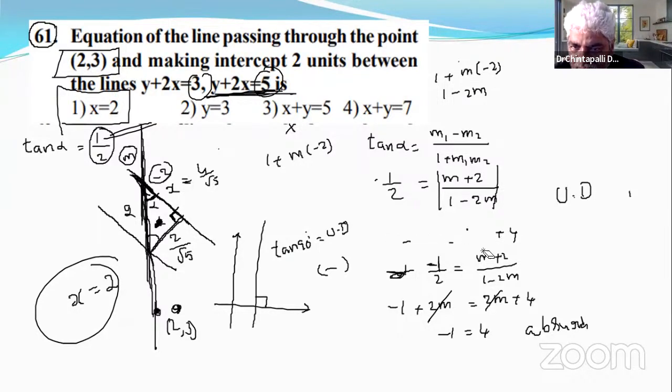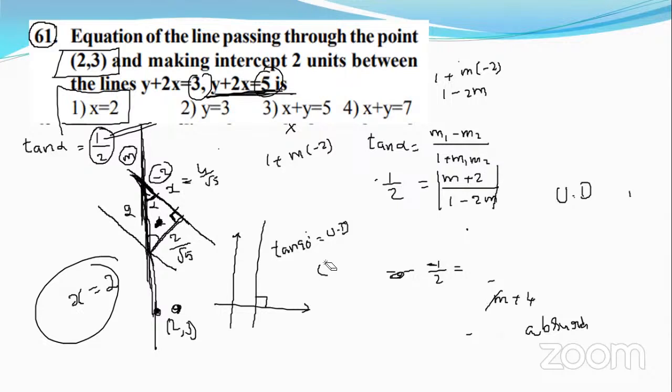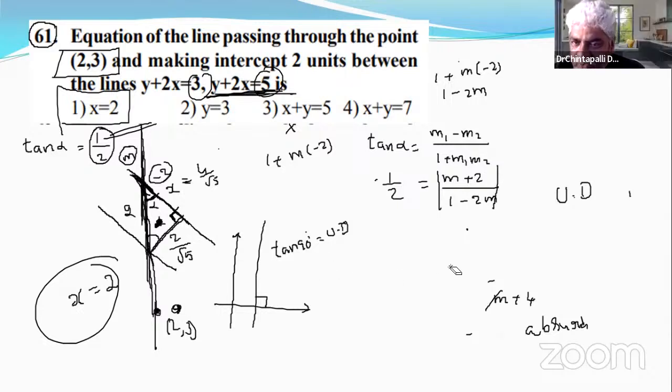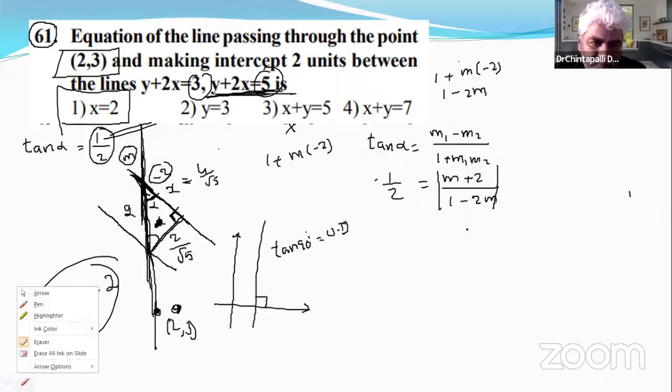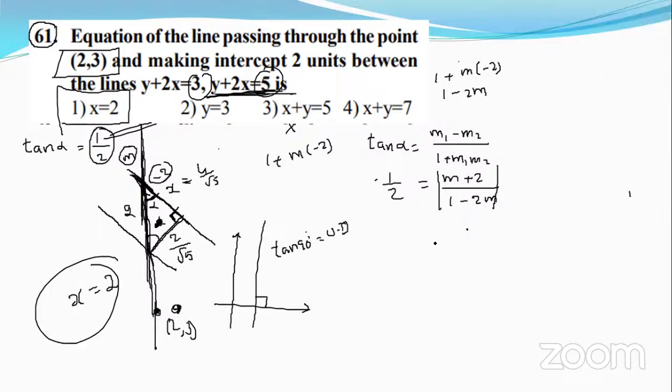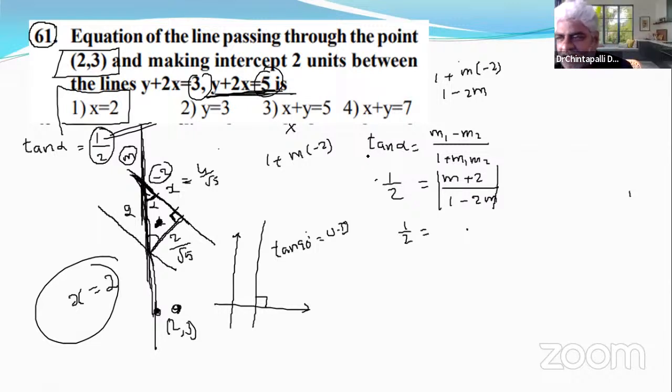I told you, whenever there is a mod, we can take two options, two cases. One case is negative, another case is positive, right? By taking negative, we got x is equal to 2. We can take positive also. Take positive. Intentionally, one answer is hidden in these options.